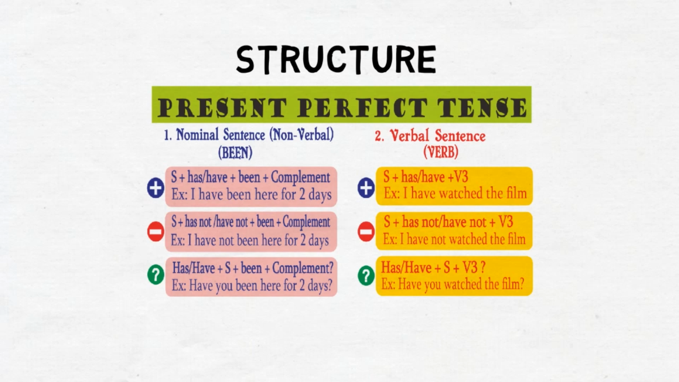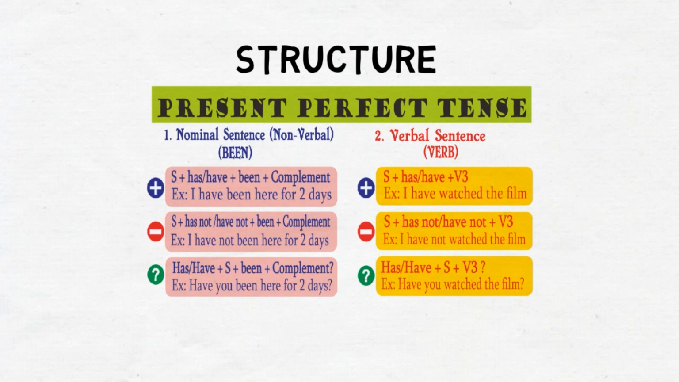And for a negative sentence, you just put not after has or have. For example, I have not been here for 2 days. And then for an interrogative sentence, you just move has or have to the front and add a question mark at the end. For example, have you been here for 2 days?